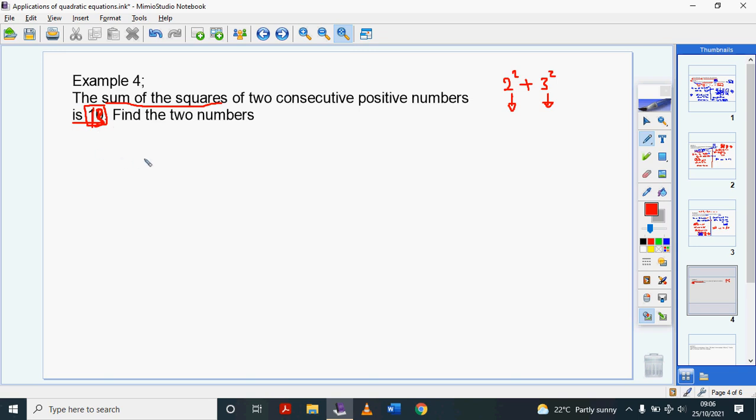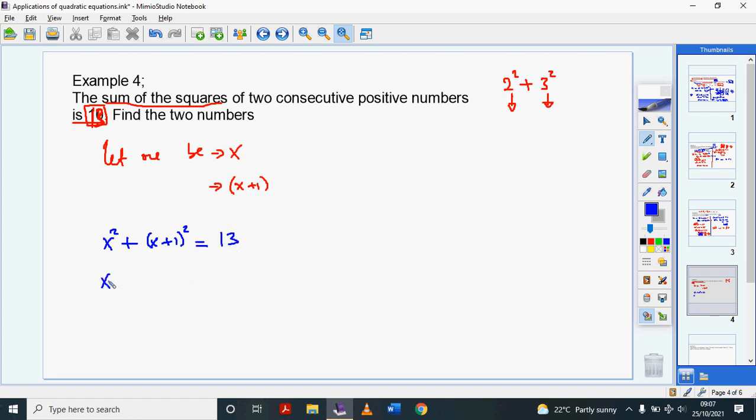So yeah, again, if you think you can do it, go ahead and pause the video. So the sum of the squares of two consecutive positive numbers is 13. Find the two numbers. Again, you're going to say let one number be x, right? If one number is x, the next number is going to be x plus 1. But these guys are telling us that the sum of their squares is 13. So if I square the first one, and then the second one, and add them together, the answer I expect should be 13.